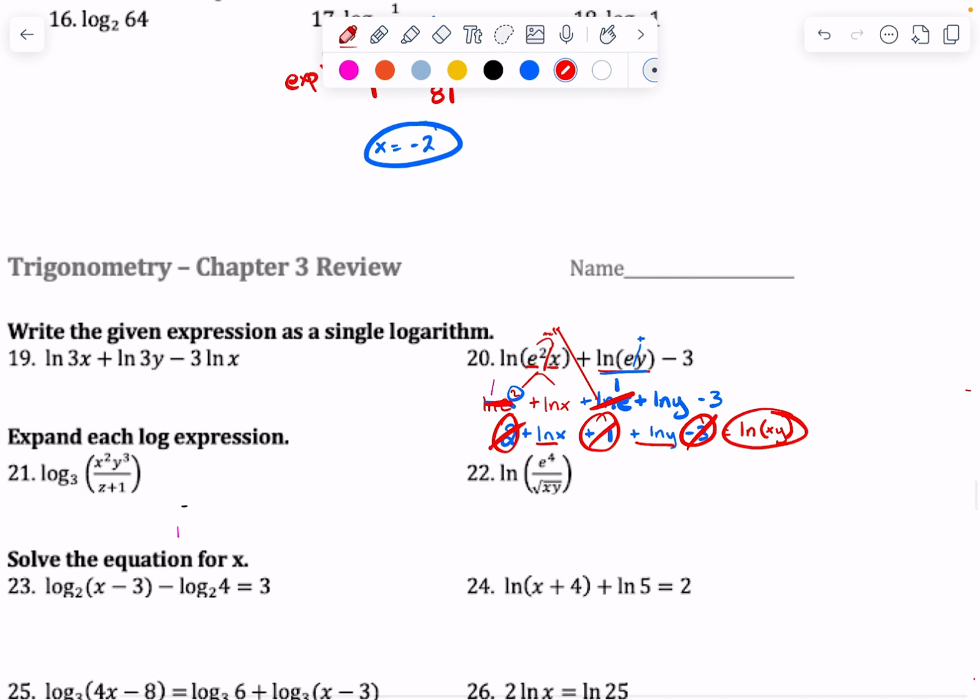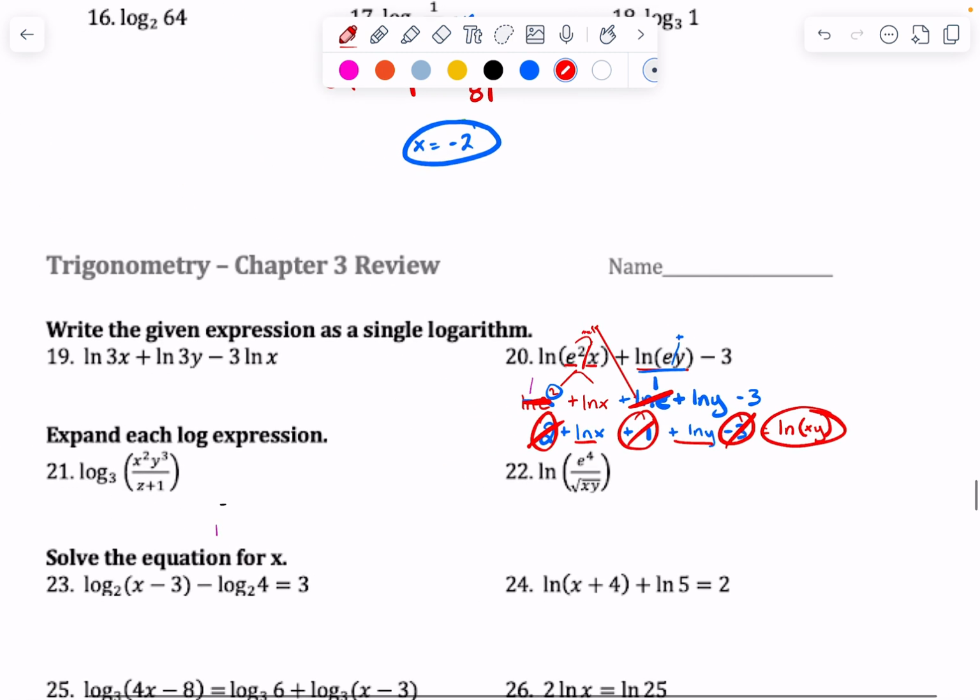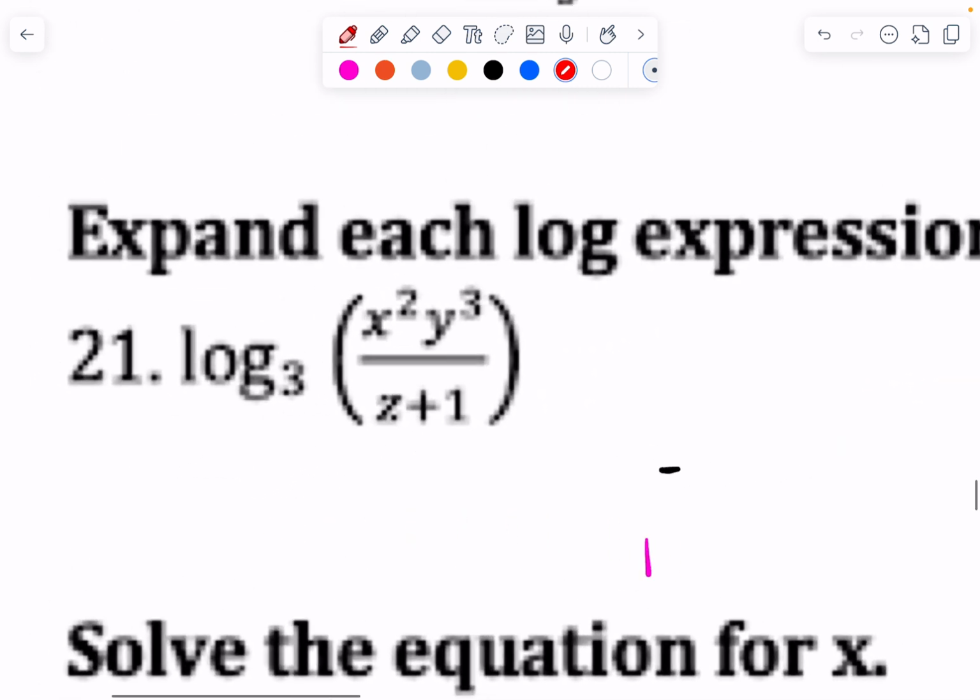Okay, all right, next, let's go to 21. They want us to expand this, so they want us to break all this stuff apart. Multiply means add, and divide means subtract. Now, this one, the plus 1, does not break down. That stays as one unit, z plus 1, so we'll get to that. So let's break this down.